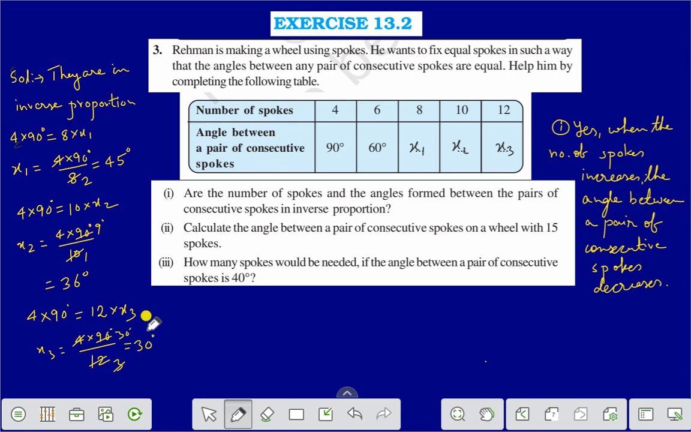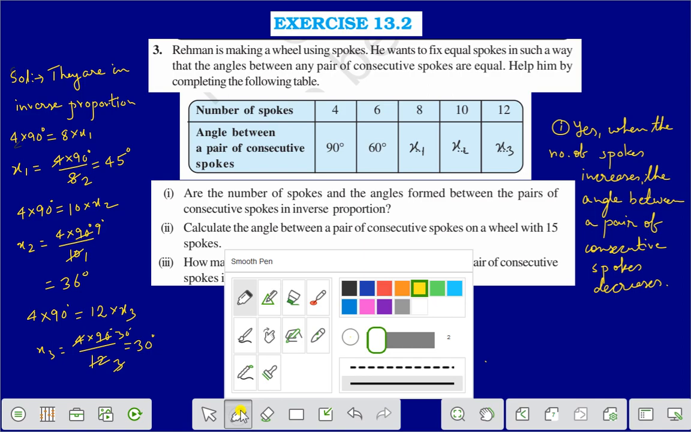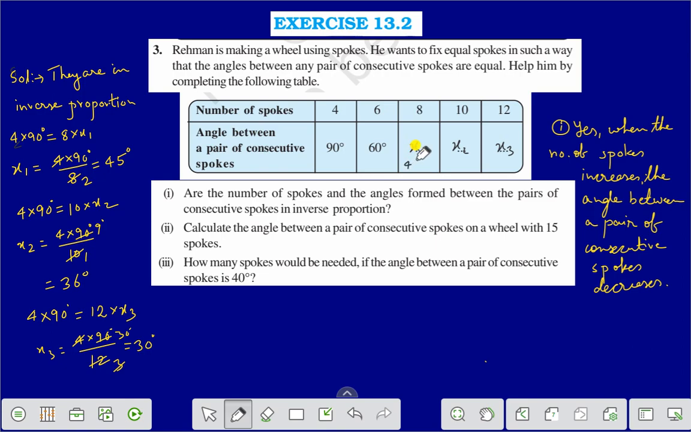Right? We get all the values. Therefore, the value of x1 is 45 degrees. The value of x2 is 36 degrees. And the value of x3 is 30 degrees.